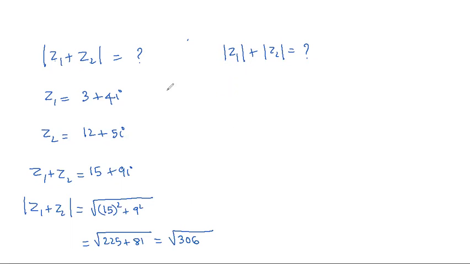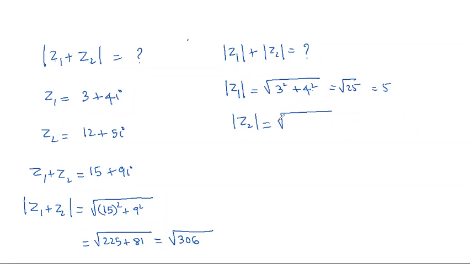Let us leave it there. Now I am going to calculate each one. Modulus of Z1 is root of 3 square plus 4 square, root of 9 plus 16, root 25, which is 5. Modulus of Z2 is root of 12 square plus 5 square, root of 169, which is 13. Check whether the sum of these two, 5 and 13, are they equal. No.